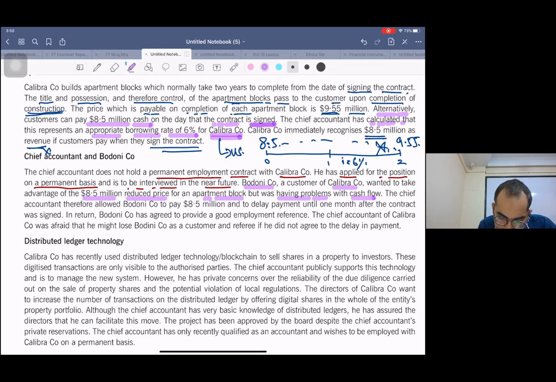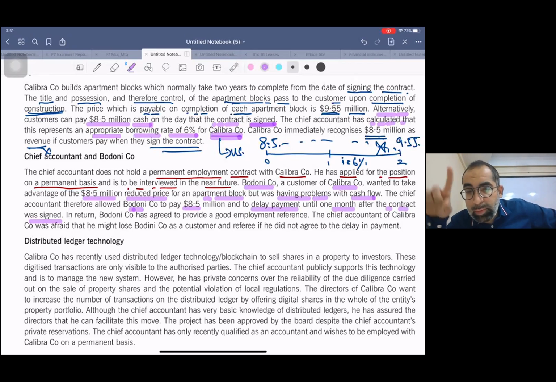The chief accountant therefore allowed Bodoni company to pay 8.5 million and to delay payment until 1 month after the contract was signed. See, this is against the shareholder interest. Normally, what's the rule? You take cash and then sign the contract. But what he's doing, he's signing the contract and he has delayed the payment. Okay, pay after one month.